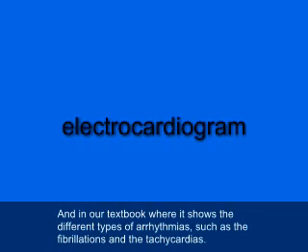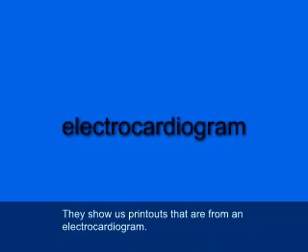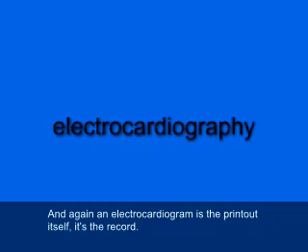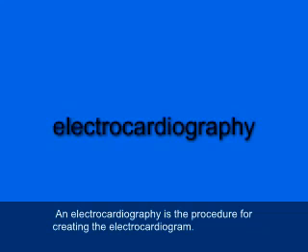And in our textbook, where it shows the different types of arrhythmias, such as the fibrillations and the tachycardias, they show us printouts that are from an electrocardiogram. And again, electrocardiogram is the printout itself, it's the record, and electrocardiography is the procedure for creating the electrocardiogram. That's it for the diagnostic procedures. There really aren't too many in the chapter.